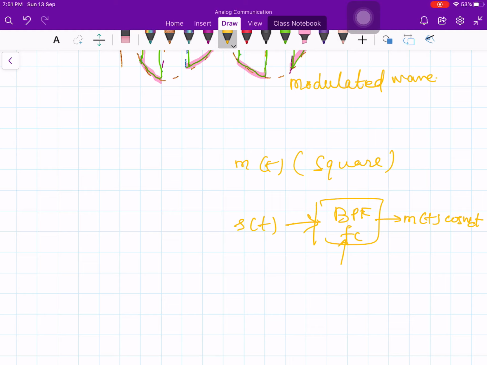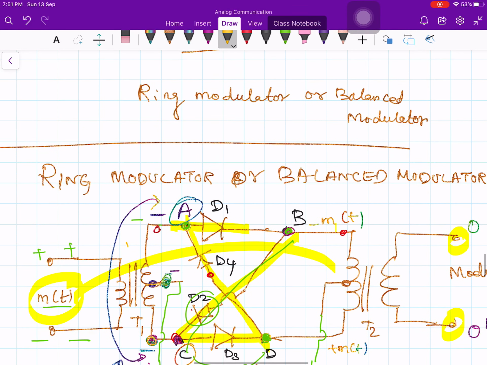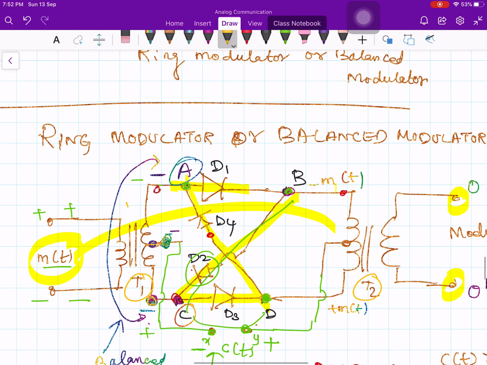So there is a simple note for this circuit diagram. For this to be balanced, as I said, the transformers T1 and T2, let me say this is T1 and T2, need to be perfectly balanced so that the carrier component does not appear in the output. If it does not balance, then a residual carrier component will appear in the output between O and O dash. If it is not balanced, then there will be some voltage across A and C and some voltage across B and D due to the carrier.